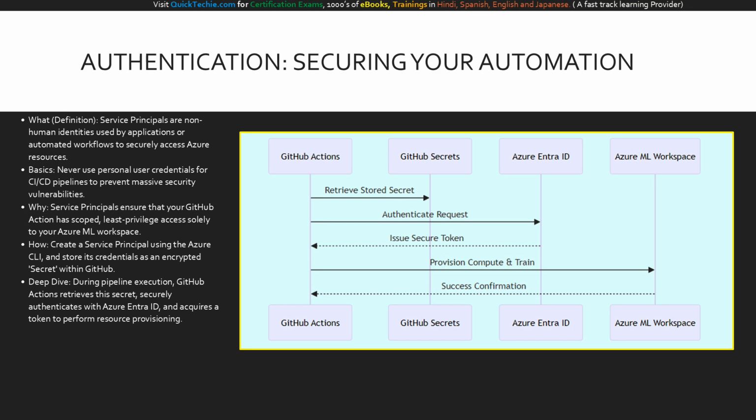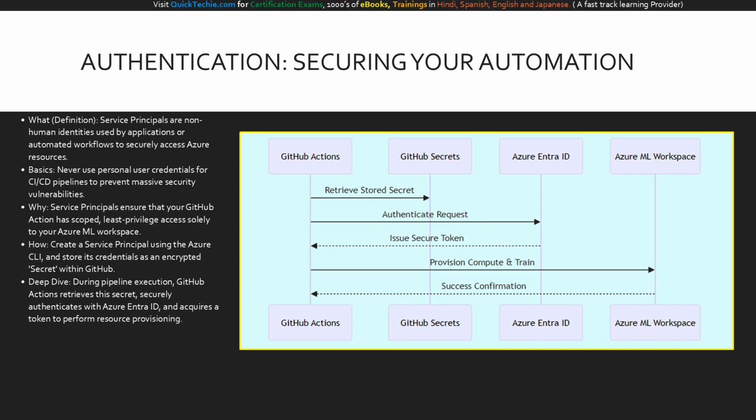Before we write a single line of automation code, we must secure our pipeline. A critical mistake teams make is using a personal user account for automation. If that person leaves the company or their password is compromised, your entire infrastructure is at risk. Instead, we use service principals. A service principal is essentially a secure identity created specifically for an application or a workflow.